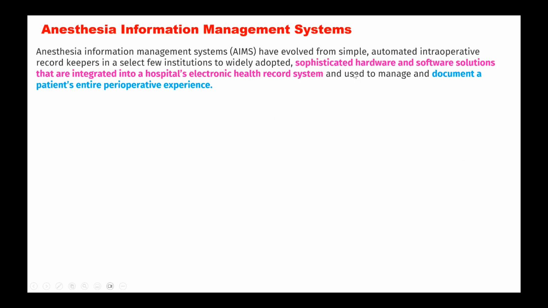So this has evolved from a simple automated record keeping, which is nothing but record keeping in a select few institutions, to widely adopted sophisticated hardware and software integrated hospital electronic health record systems. A document of the patient's entire perioperative experience. So this is the main thing of anesthesia information management. Even though the word given is experience, it is the information about the patient from the preoperative to intraoperative and postoperative time. This anesthesia information of the patient helps you to manage the patient.